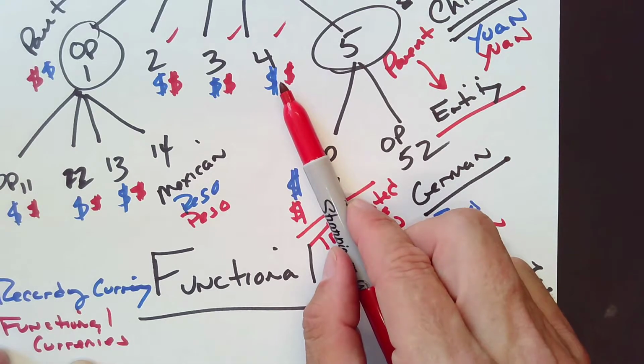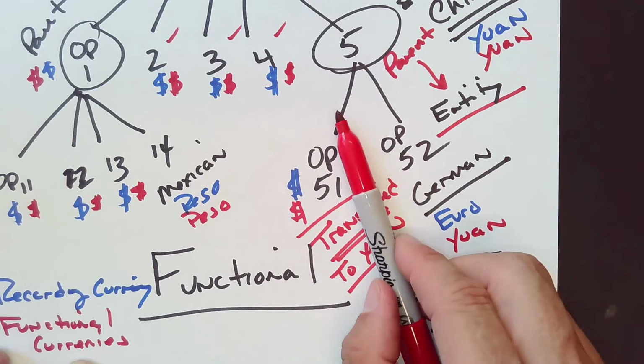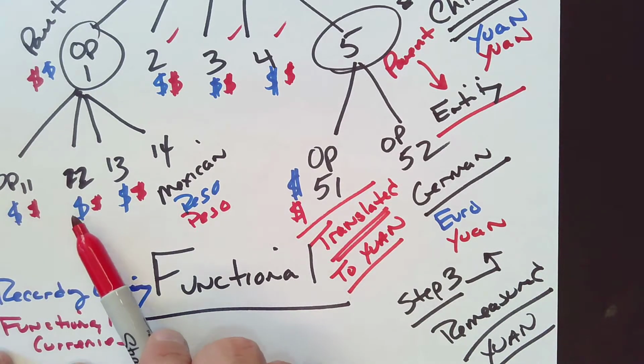This doesn't need any translation. This doesn't need any translation. This doesn't need any translation. Neither does Operation 1-1, 1-2, or 1-3.